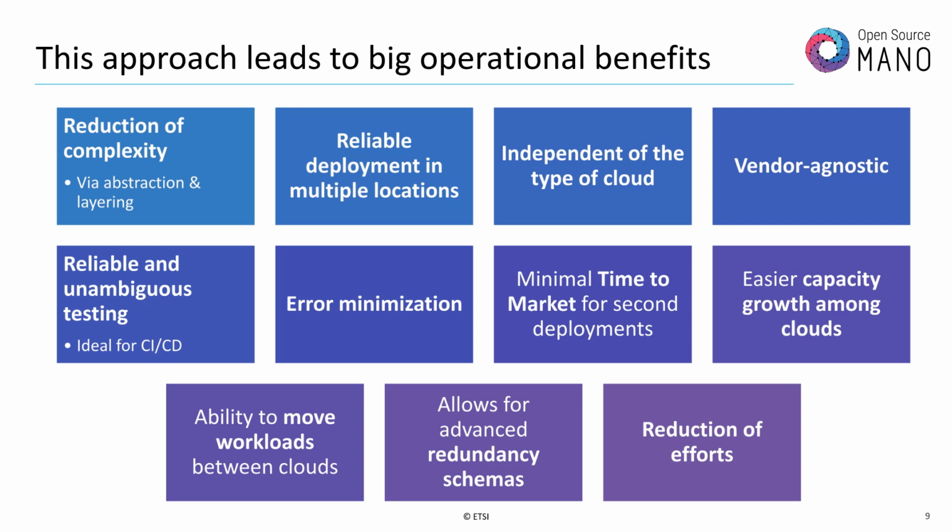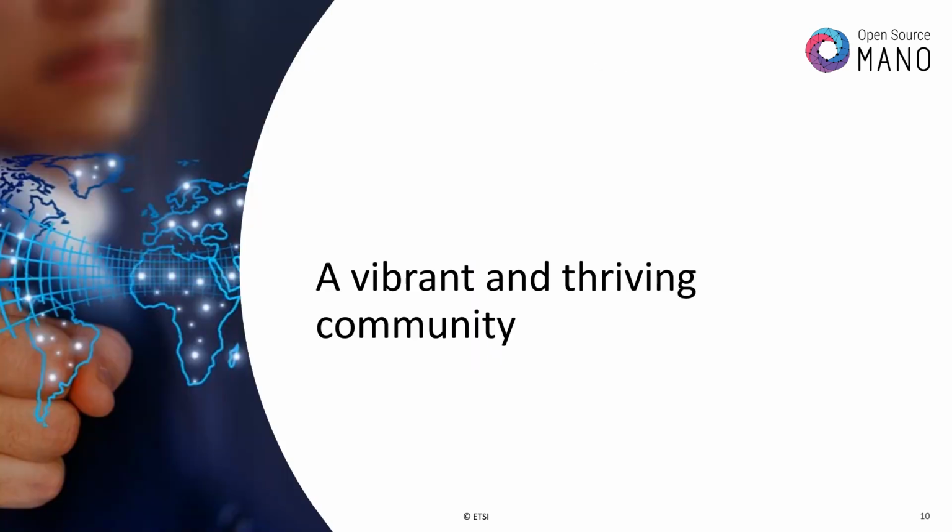It minimizes the time to market for second deployments. Once you have the package, you are done. The capacity growth is much simpler, even among different clouds. You can even plan to move workloads. Actually, we showed one demo in the last webinar about that. And well, redundancy schemas can be improved thanks to that capability and the modeling, because we can rebuild the workload whenever we need without additional engineering, and however we are reducing effort.